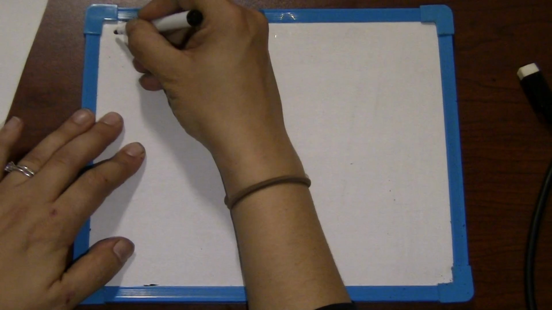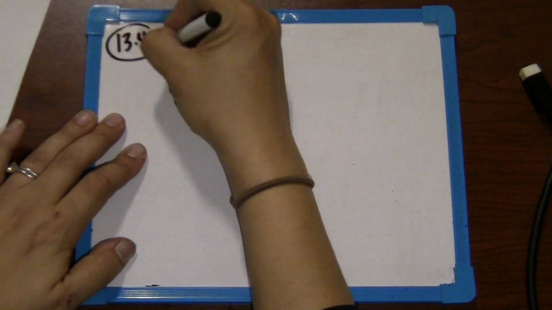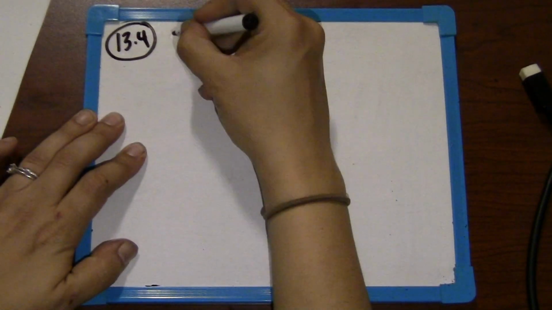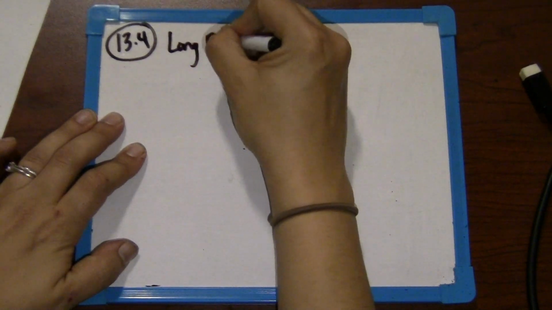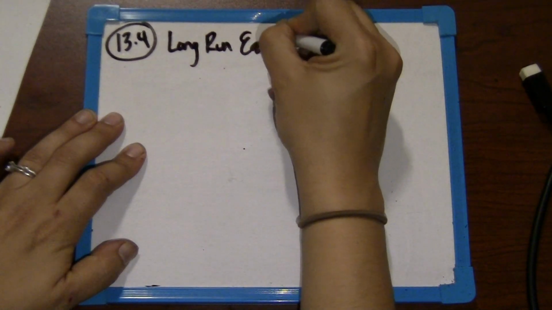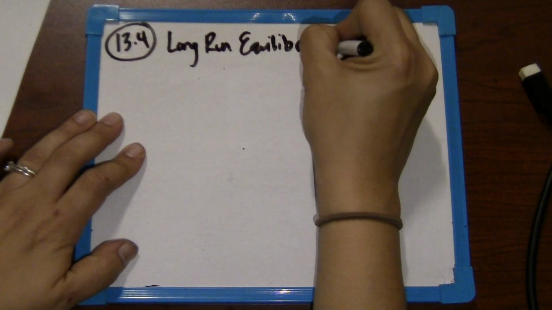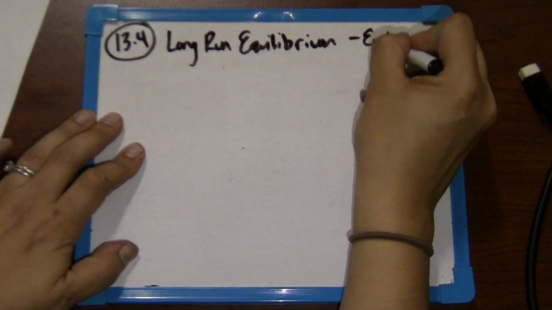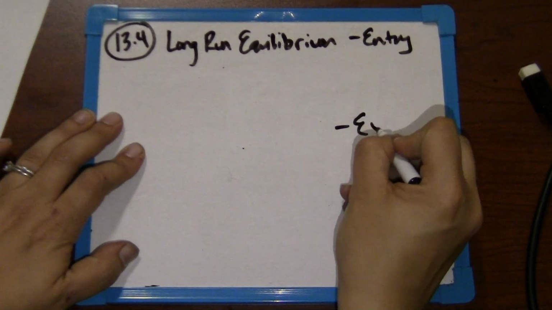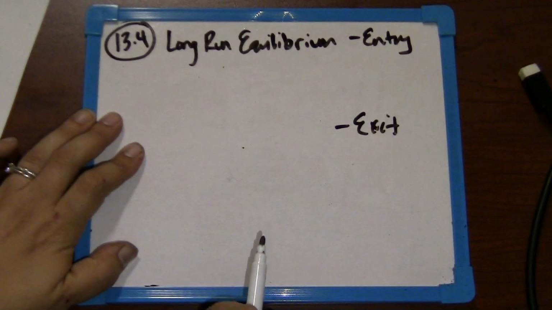This is the second video on perfect competition. In this one, we'll discuss section 13.4, the idea of long-run equilibrium, and how we model the forces of entry and exit in our graph.